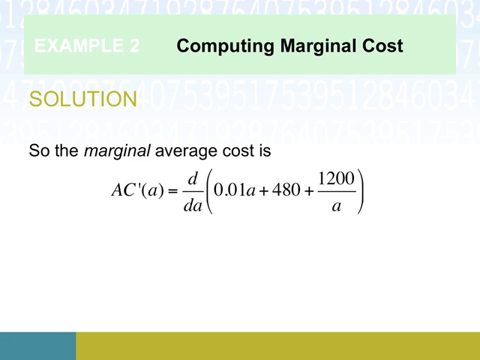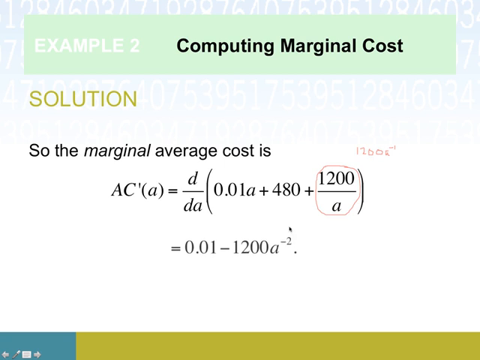Marginal average cost would take the thing we just found and take its derivative. We just arrived at 0.01A plus 480 plus 1200 over A. We'd like to take the derivative of that. One quick reminder that's useful here: this expression could be rewritten so that it actually looks like some power rule, because right now it looks like we'd have to do quotient rule. But since A is in the denominator by itself, we could really write this as 1200A to the -1 power. And then that's all set up for power rule to work very nicely.